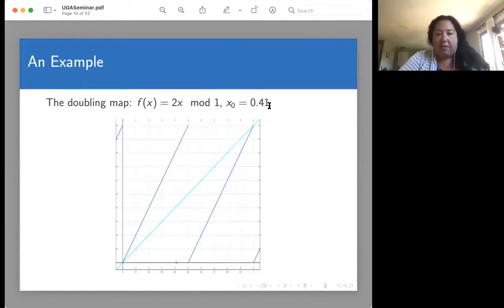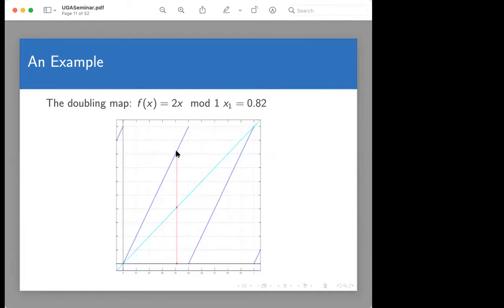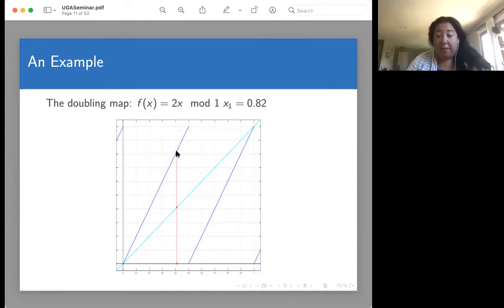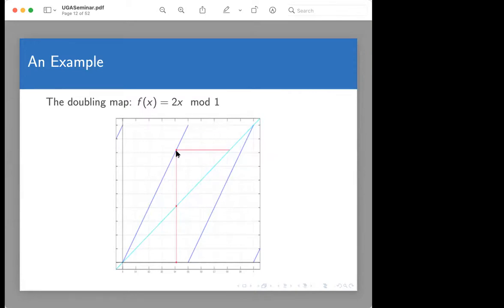Let's say I start with a starting value of 0.41. The little red dot down there is 0.41. Where's 0.41 going to map to under the doubling map? 0.82, right? We know how functions work. I look up where the y value is, 0.82. Now my 0.82 is my new input. So what happens to 0.82 under the doubling map? 0.64. 0.82 times 2 is 1.64, subtract off that 1.